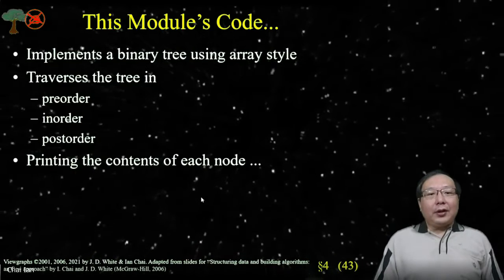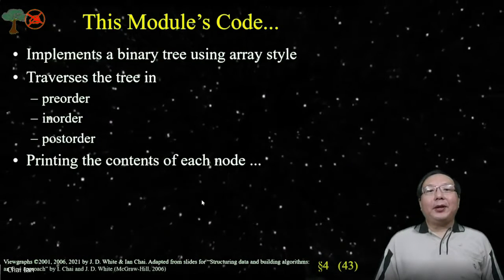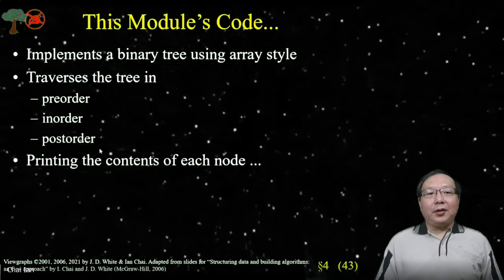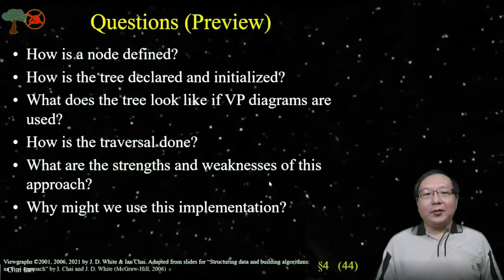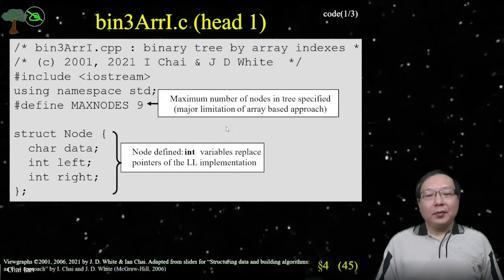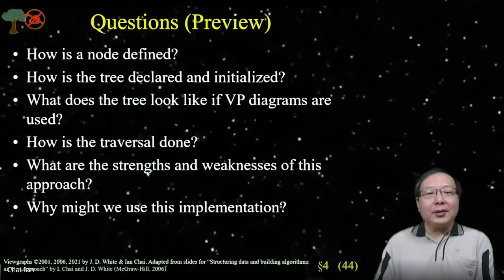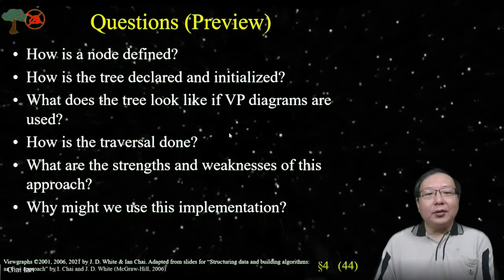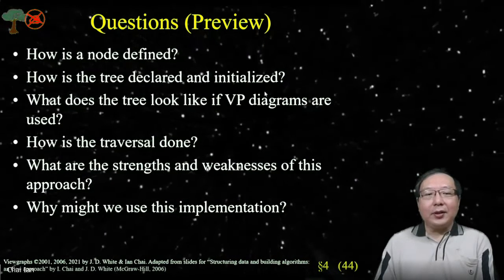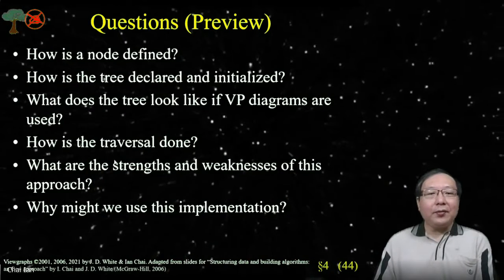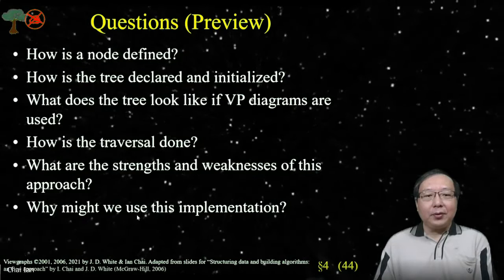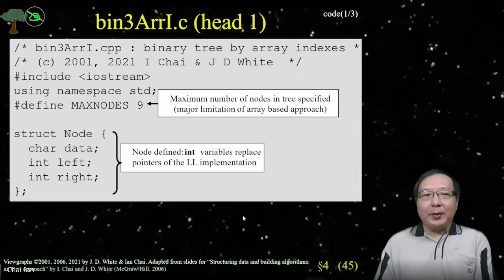We're going to look at the code for implementing a binary tree using array style and traversing the tree in pre-order, in-order, and post-order, and printing the contents of each node. These are the questions, very similar to the previous ones. How is the node defined? How is the tree declared and initialized? What does the tree look like if VP diagrams are used? How is the traversal done? What are the strengths and weaknesses of this approach? And why might we use this implementation?